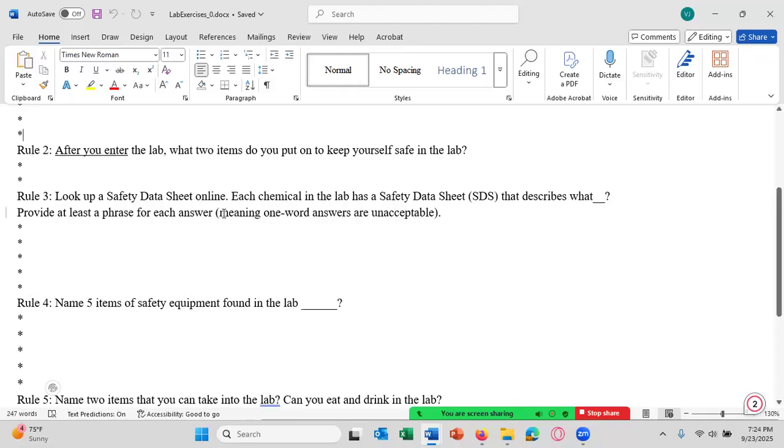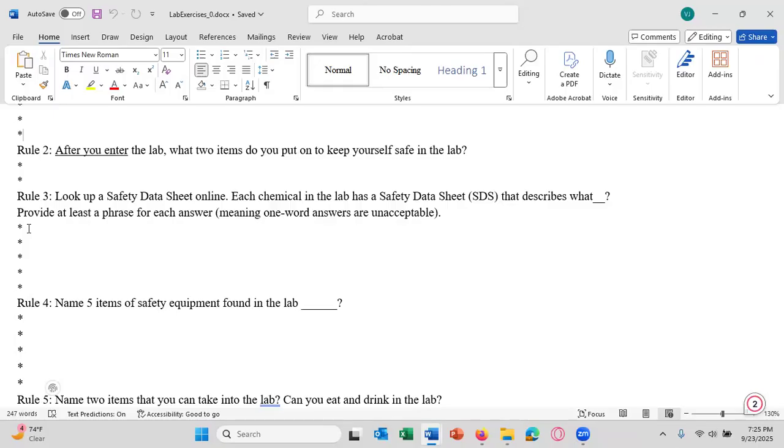Each of the chemicals in our lab has a lab safety data sheet that describes something about the chemical. Provide at least a phrase for each of the answers. You need five answers in Rule 3. And your answer should generally apply to any chemical. So don't say something that applies only to CO2, like when using lots of this CO2 in a lab, make sure you have proper ventilation so the CO2 doesn't build up in the lab and then you don't have enough oxygen to breathe in.